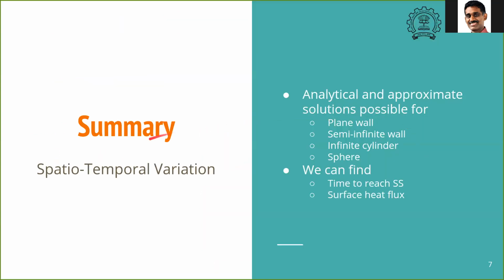So to summarize, we saw the spatiotemporal variation of temperature in 1D, and it is possible to get analytical solutions and approximate solutions for 3 or 4 geometries: plane wall, semi-infinite wall, infinite cylinder, and sphere. And using all these models, we can find the time it takes to reach steady state, or the surface flux, which are all very good quantities useful for engineering approximations. Thank you.